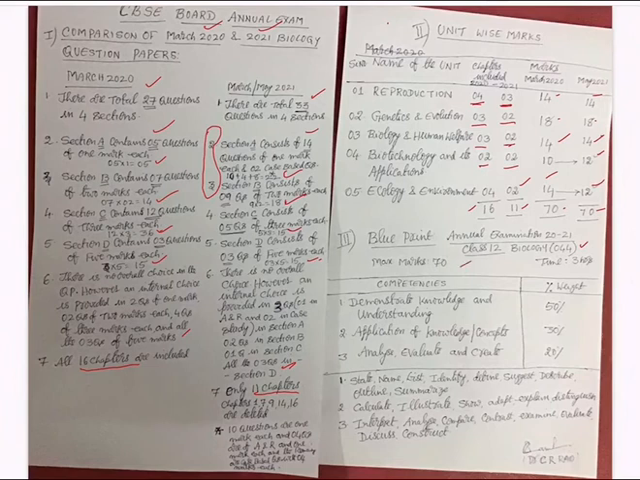Your biology, rather our biology code is 044 in CBSE. Maximum marks 70. Time limit is 3 hours. And this is very, very important. You need to train yourself in time management. You just stick to section A, section B for 2 hours 40 minutes. Then in the last 20 minutes you have to run through section B, C and D. So you divide the time.